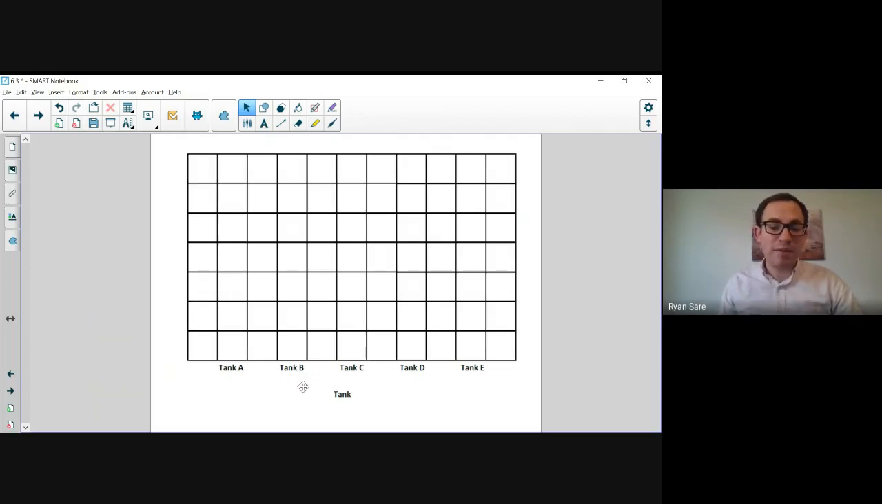So here I have a grid, and I'm going to take that information that I had from the previous problem, and I'm going to use purple. So going back and looking at the previous problem, I know that tank A had 15. How do I show 15? Well, we're going to do something called creating a scale.